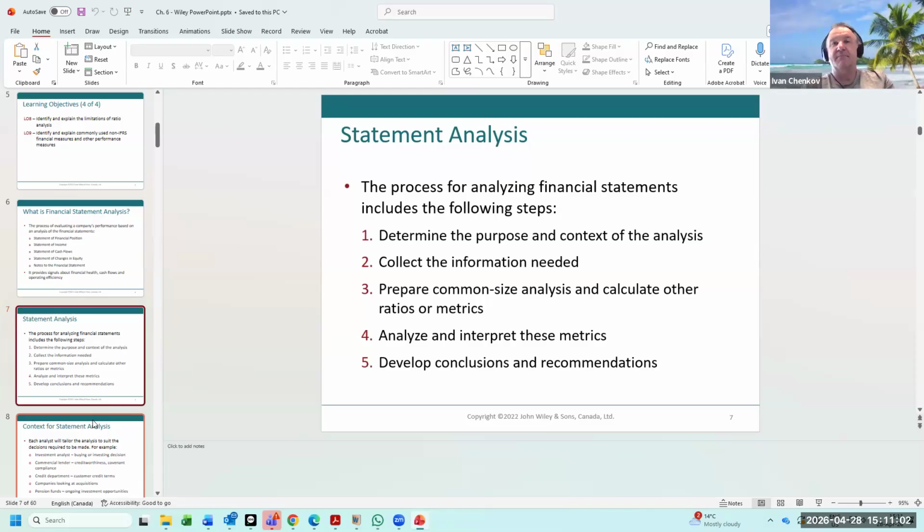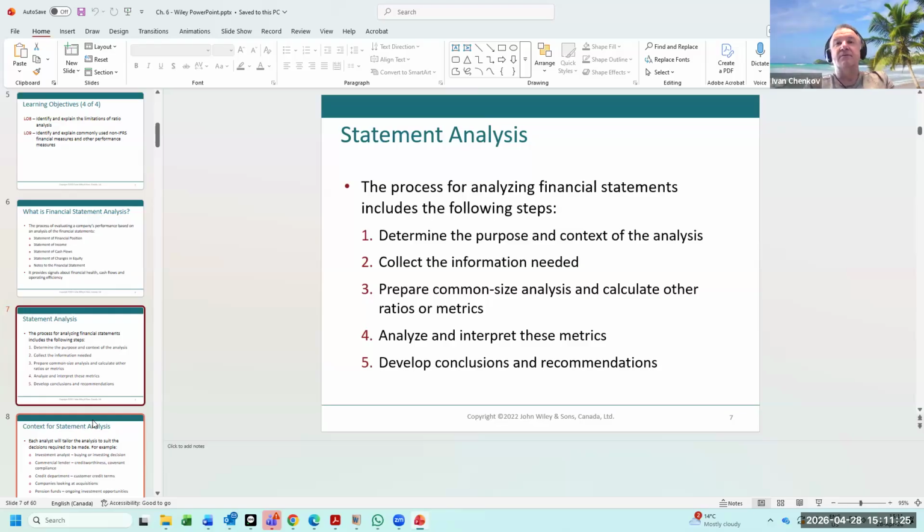Now, to process the financial statement analysis, we need to follow some steps. The first step is to determine the purpose and the context of the analysis. It will be very hard to do the analysis if you don't know for what purpose you're doing it. Is it for the purpose of lending money? Is it for the purpose of investing? What exactly? Or are you just doing the analysis out of curiosity?